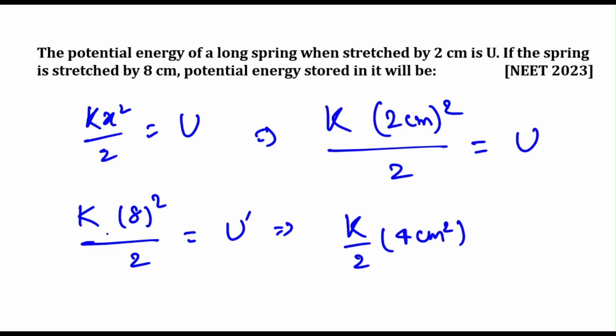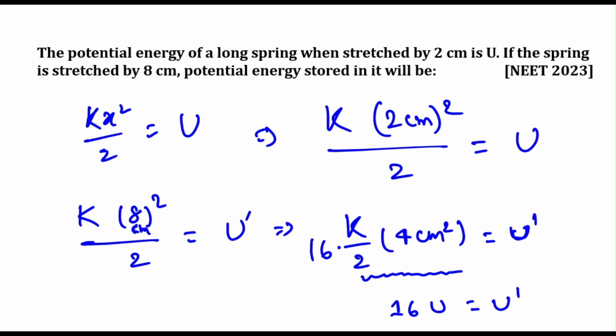So we can replace here. Look, what this is in centimeter, so we can write 64 here, 8 into 8, 64. And then we can write it as 16 times K by 2 times cm square equals U prime. Look, why I have done this: I have extracted this term so that I can directly replace it with U. So the new energy, after stretching 8 centimeter, is 16 times this energy.